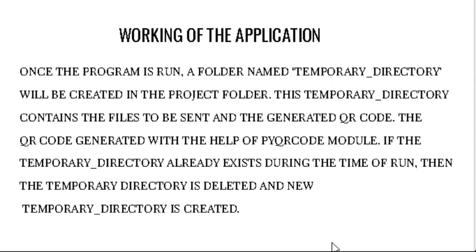What happens the second time is that we already have this temporary directory inside our project directory. So this time our temporary directory will get deleted, and a new temporary directory will be generated inside this project directory. This new temporary directory will have the second transfer's files and the second QR code. So when there is an already existing temporary directory, it gets deleted and a new one is created.